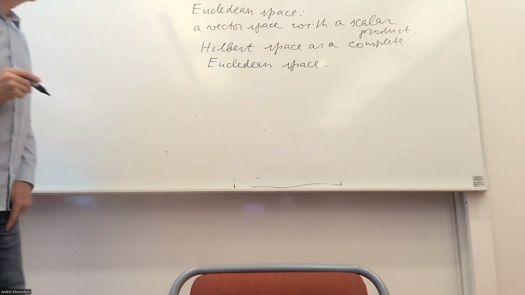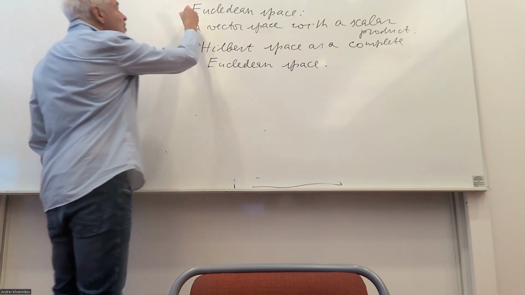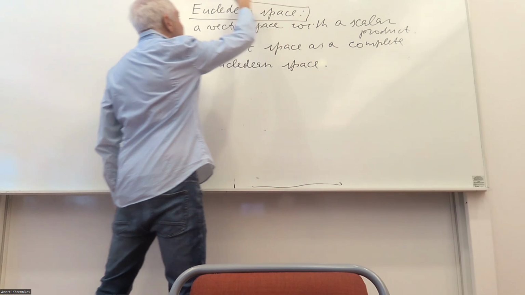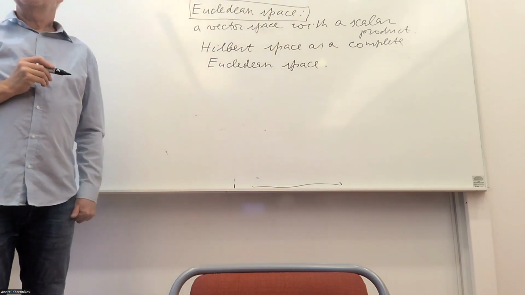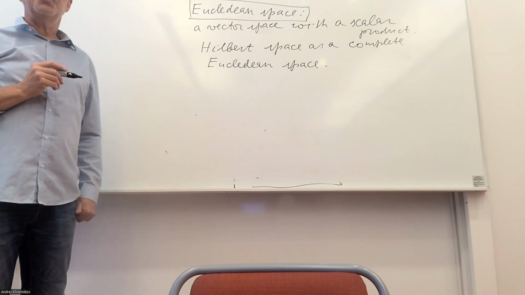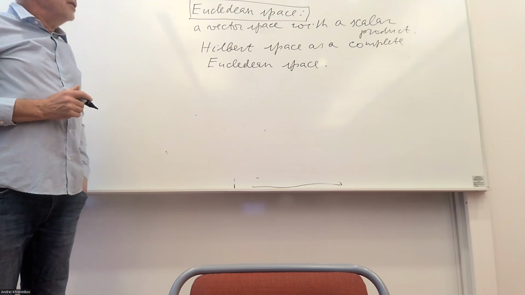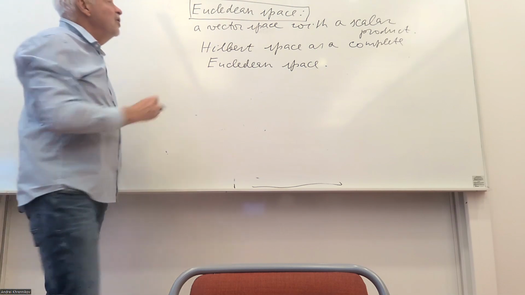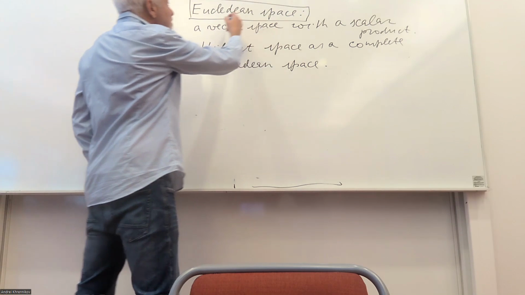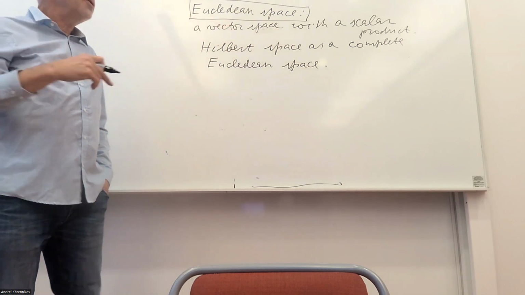This is our terminology. As was rightly remarked, in some books Euclidean space is restricted to finite dimensional. So in some books, when people use the terminology Euclidean space, for example in a course of linear algebra, they restrict it to finite dimensional. Our Euclidean space can be both finite or infinite dimensional.